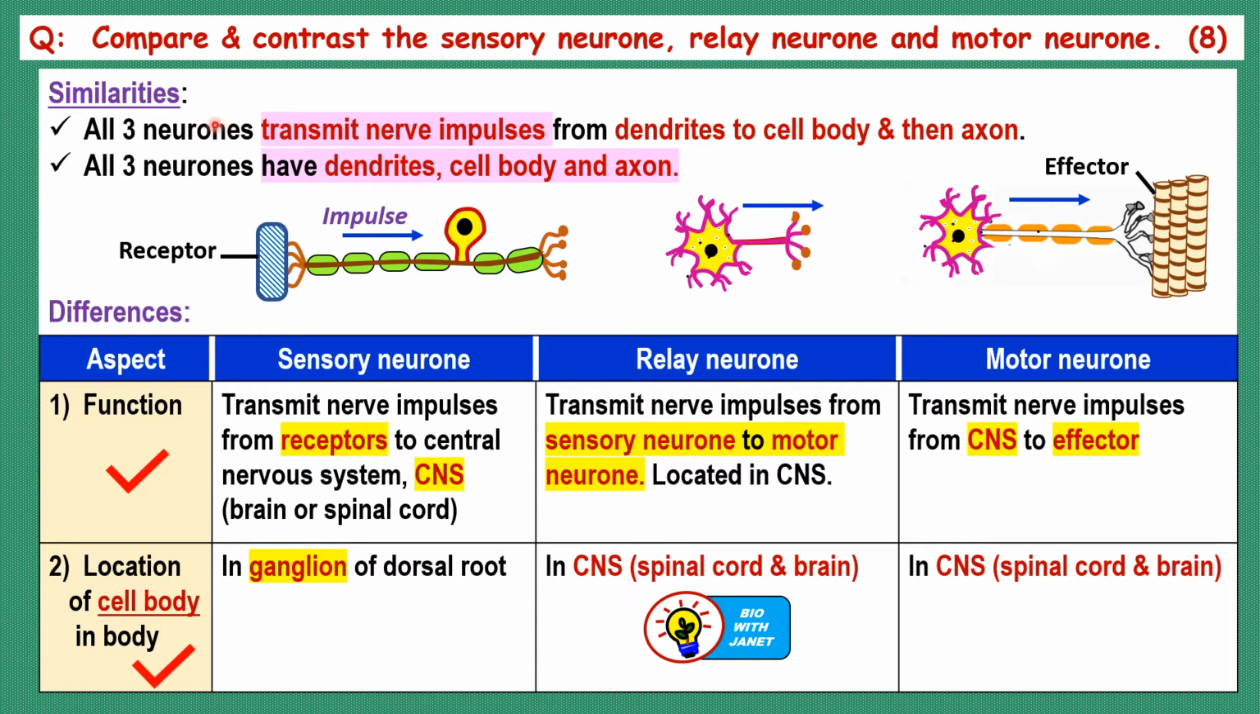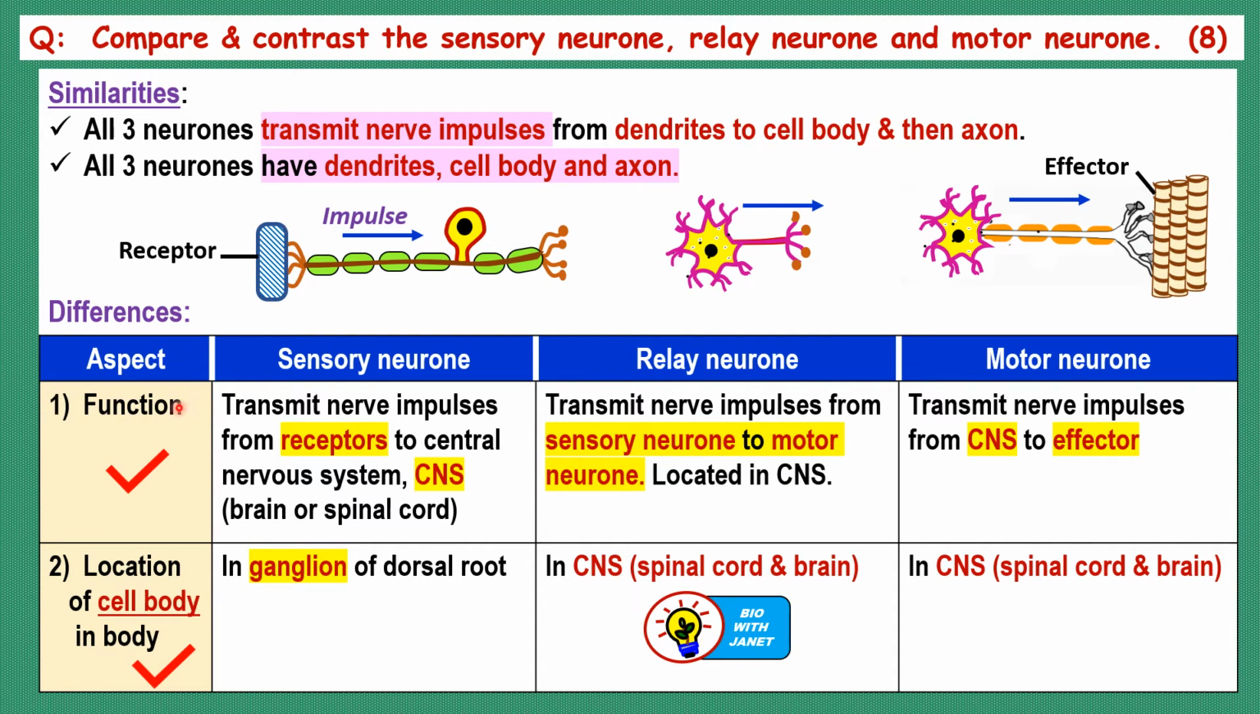When you are asked to compare, you have to give the similarities and differences. Let's start with similarities. All three neurons transmit nerve impulses, that's their function, from dendrites to cell body and then to axon, in that sequence. All three neurons have these structures: dendrites, cell body, and axons.